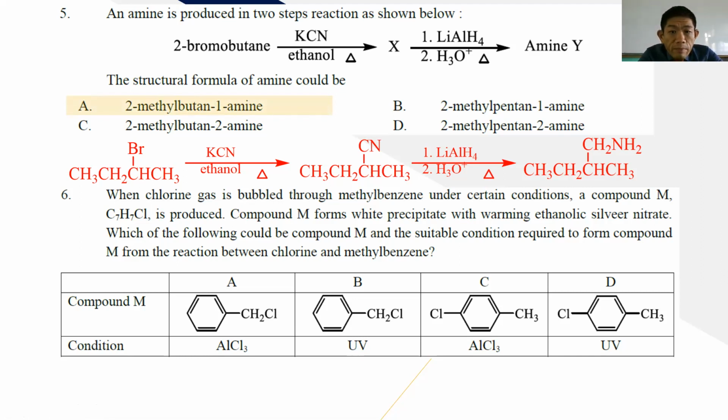Number 6, when chlorine gas is bubbled through methylbenzene under certain condition, the compound M, C7H7Cl, is produced. Compound M forms white precipitate with warming ethanolic silver nitrate. Which of the following could be M and suitable condition for the reaction for the compound to react?